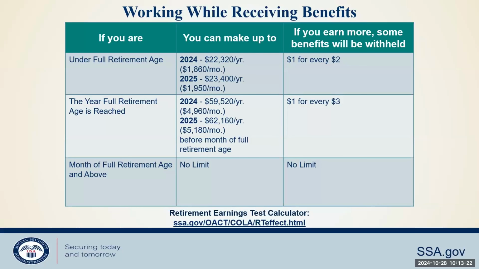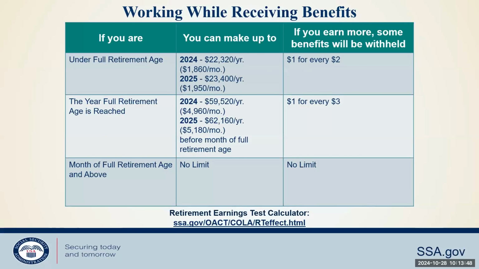So the rule for 2024, if you are going to gross above $22,320 in gross wages, we will hold one for every $2 out of your Social Security payment. The 2025 number will be $23,400 for the year. If you're above that, we hold one for every $2 that we're over.